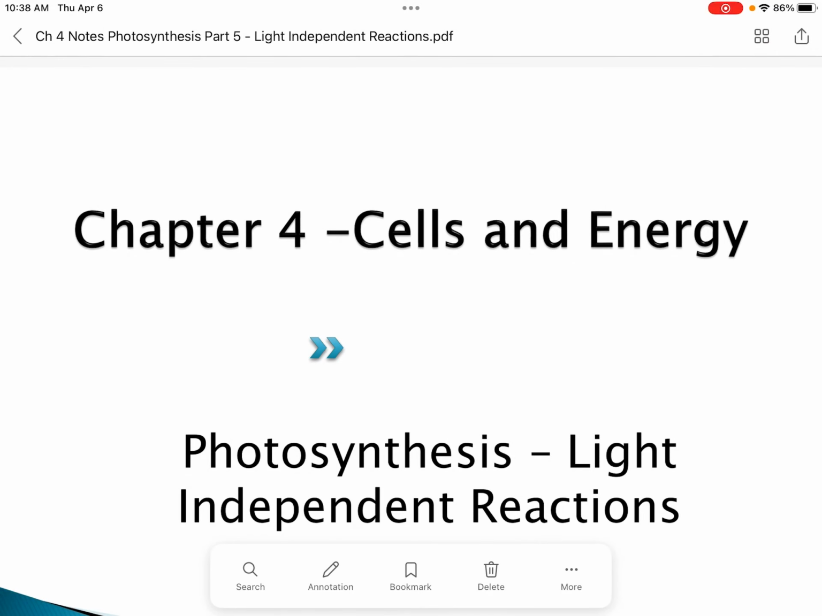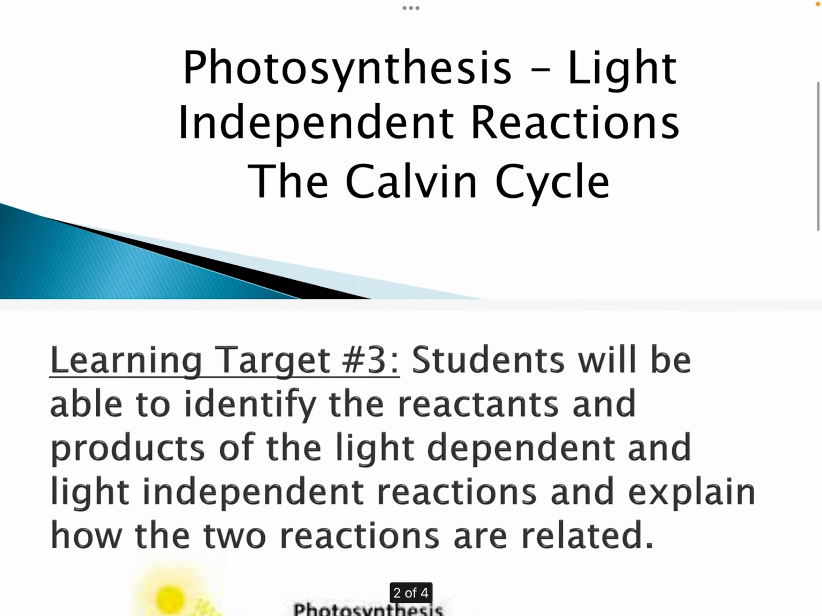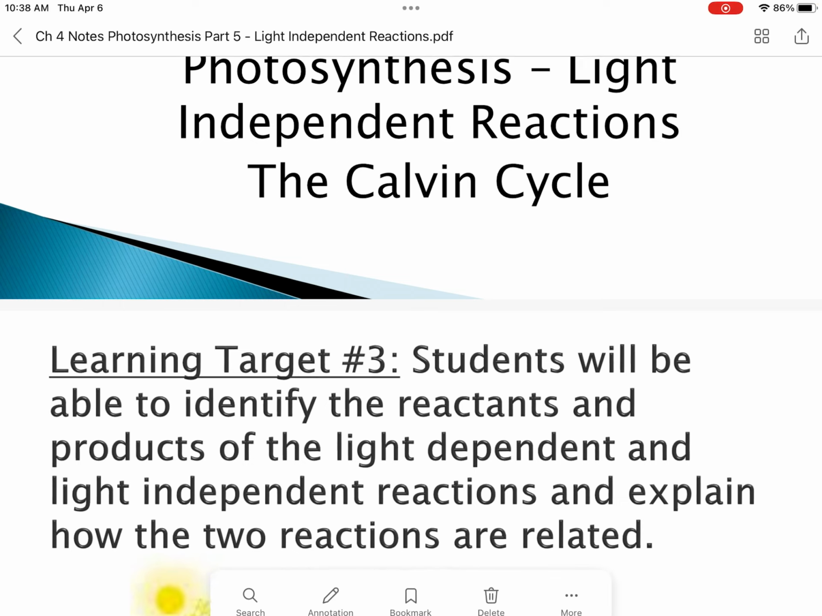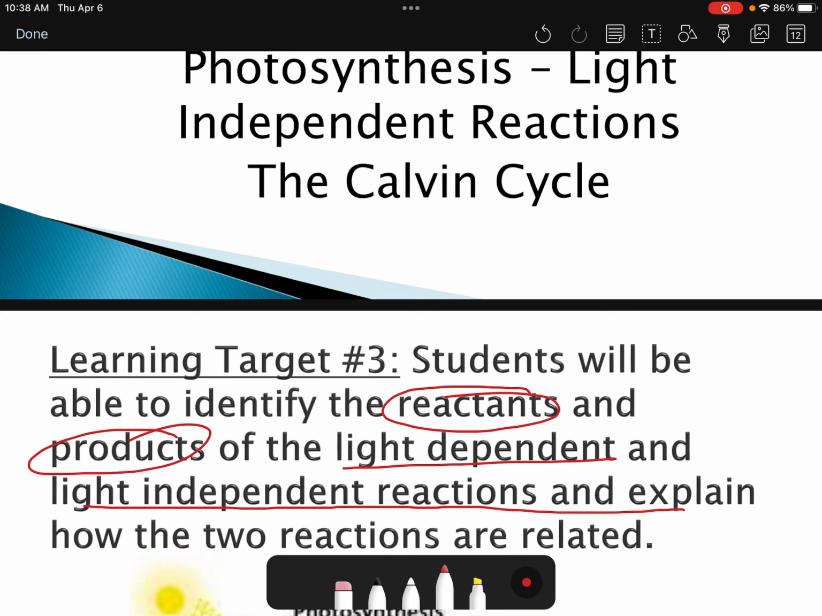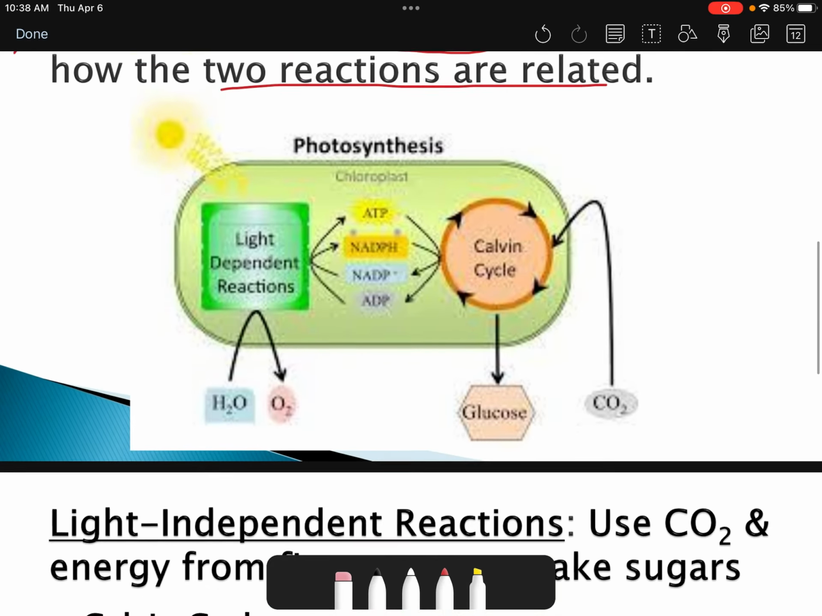The last set of notes for photosynthesis are the light-independent reactions. And sometimes we call this the Calvin cycle. So we are focusing on this section again on learning target 3, where we want you to be able to identify the reactants and products of the light-dependent and the light-independent reactions and explain how the two are related. We are focusing today, though, on just the light-independent reactions.